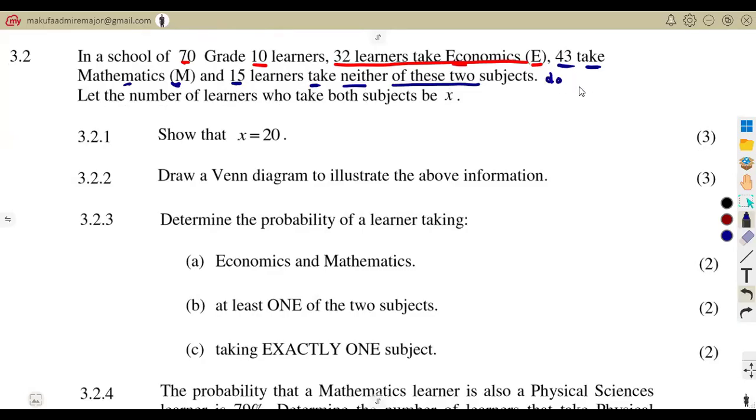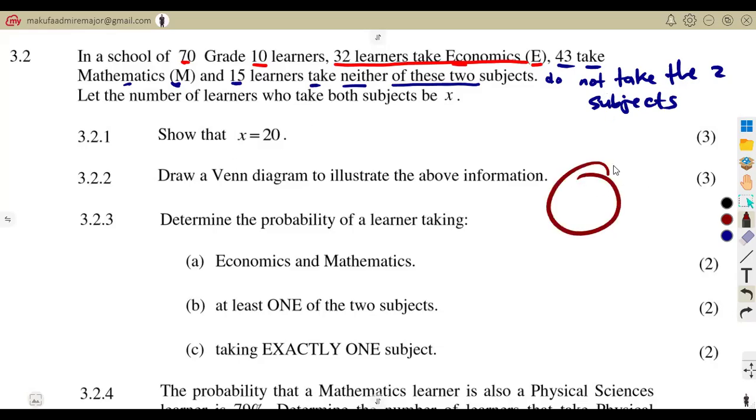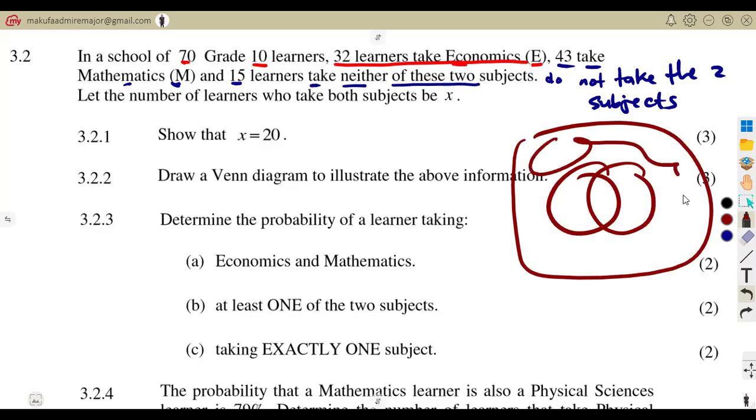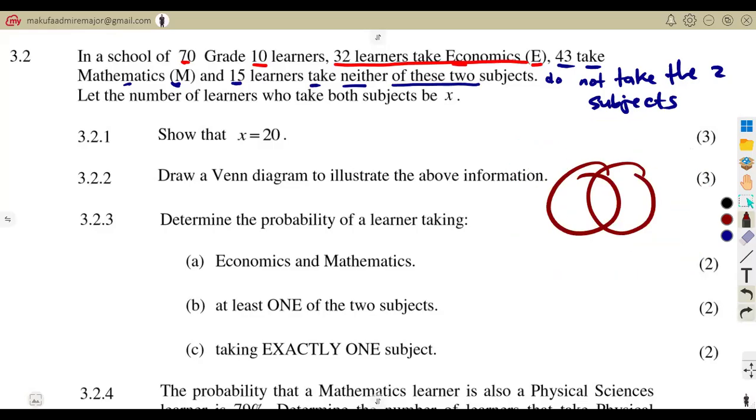They do not take this one, the two subjects. So if these people do not take these two subjects, where are they? If these people that we are given, these are the ones that are outside of the sets. If you're to present your sets, those are the terms that are outside, if you still remember your set concept. So you're not worried about that.